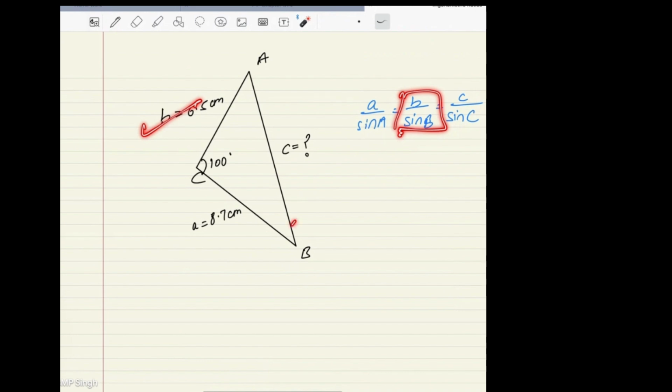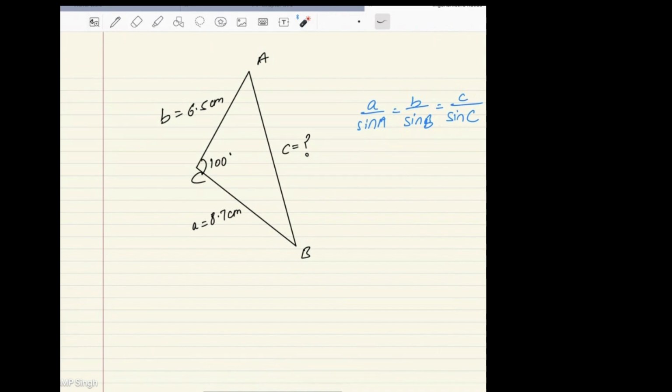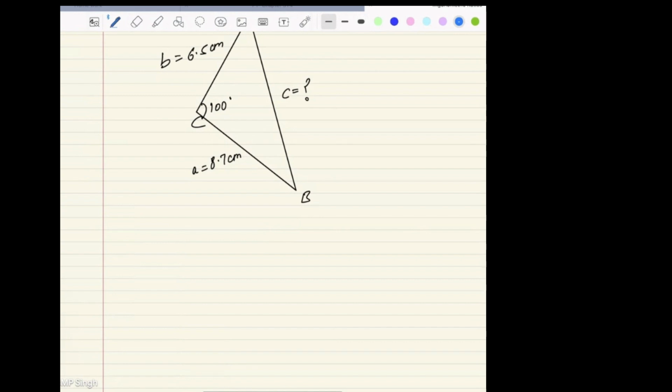Side B is given, but the angle is not given, correct? If the angle is not given, then we cannot find two unknowns with a single equation. It's not happening, or it cannot be found. Make sense? So to answer your question, you will apply sine rule when you're asked about a side. You will need to know about two angles and one side. Okay, we'll come to that once we do the sine rule. But for now, you cannot apply sine rule here. So what will we do? We will apply cosine rule.